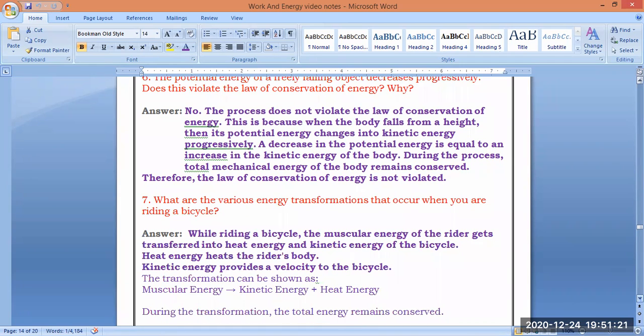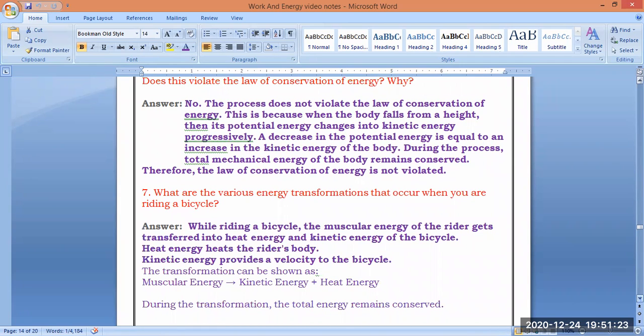What are the various transformations of energy that occur when you are riding a bicycle? When you are riding a bicycle, you have to pedal it. When you are pedaling, you are using muscular energy. That muscular energy is converted into kinetic energy, because the bicycle starts moving. So muscular energy is converted into kinetic energy, and heat is also produced.